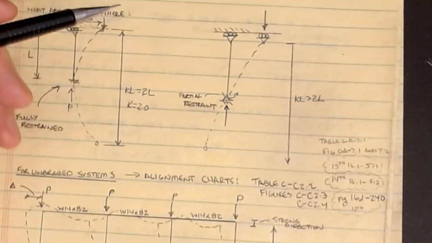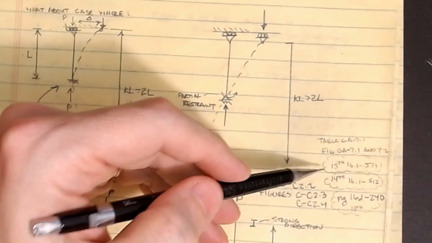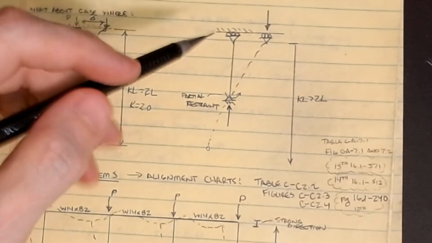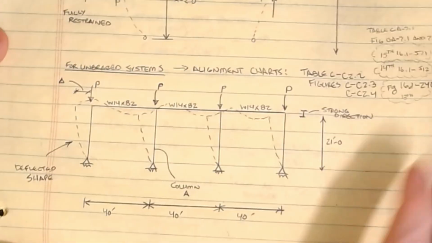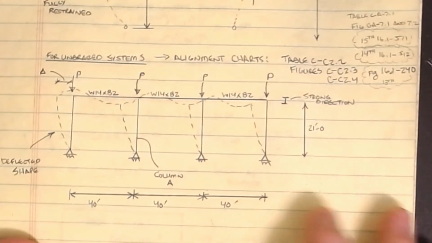Put a tab on this thing and mark this page, because it has not only the K factors for the simple cases, but also has the alignment charts. It's worth having that pinned. Okay, all right, so let's take a look, and I'll show you how to use it. We've outlined the procedure and shown you where in the manual you can find it.